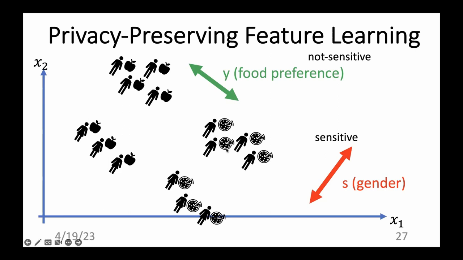So we could then just use as features the food preference and not the gender. So in this case, when the data set looks like this in the original feature space, this means we project onto this direction. So let's call this direction D. And we project the data points in the original feature space, x1 and x2, on this direction that indicates the food preference, but maps all data points with the same food preference, but any gender, to the same point.